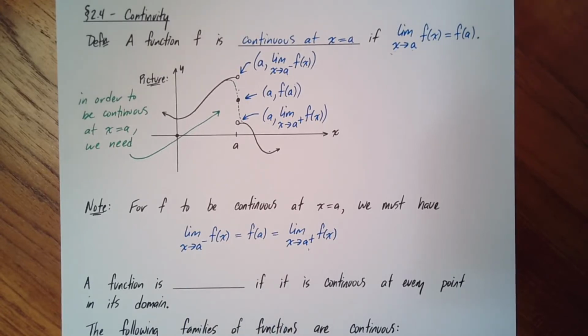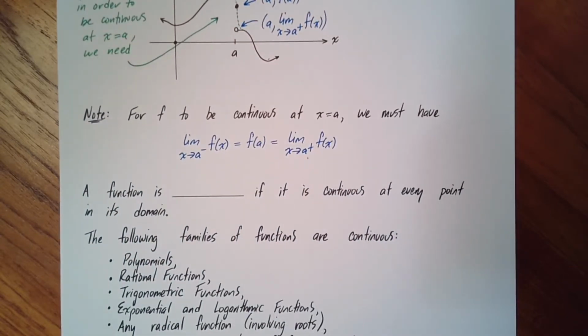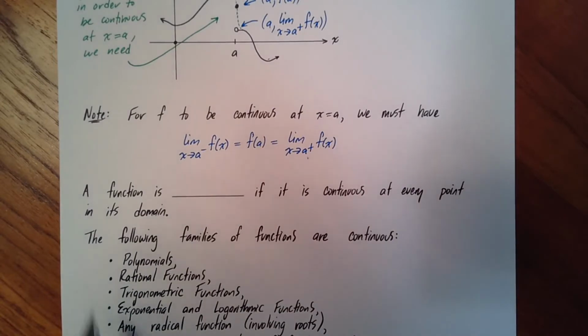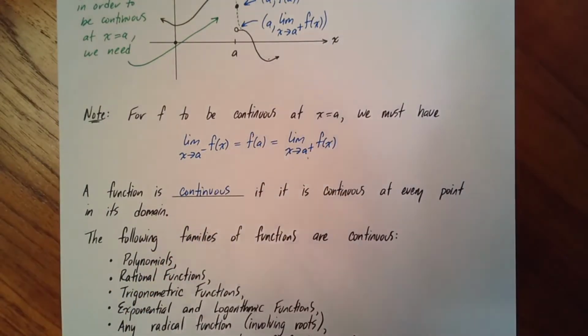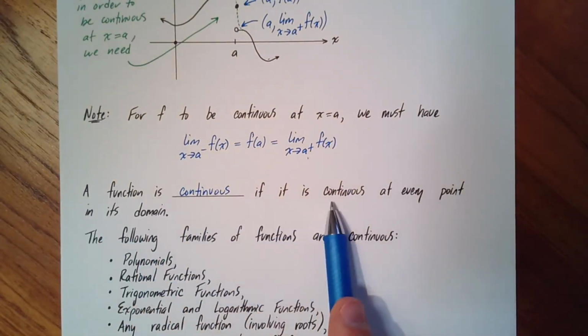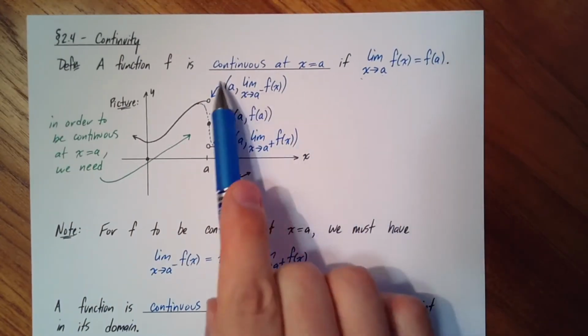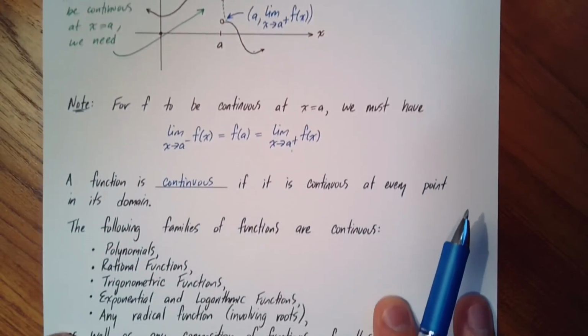Okay, so that's what it means to be continuous at a point. What about if we just say something like a function is continuous, but I don't specify a point? Well, you can do that, but it means something a little bit different, which we're going to specify now. So this is a different definition, actually. A function f is continuous if it is continuous at every point in its domain. In other words, if it satisfies this definition for every single value of a in its domain. If that's true, then you've got yourself a function that's continuous.